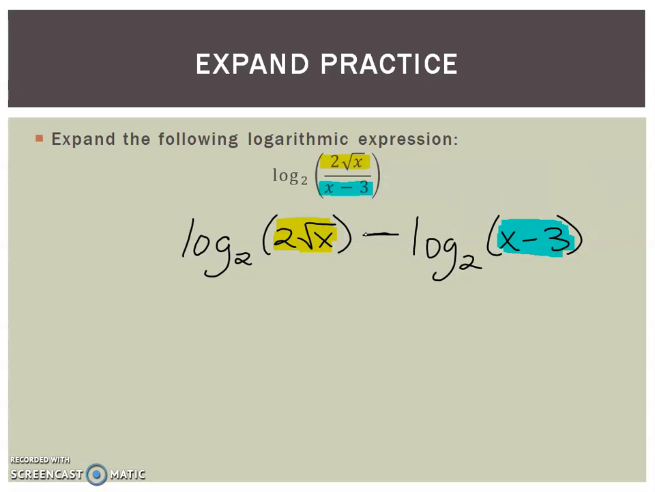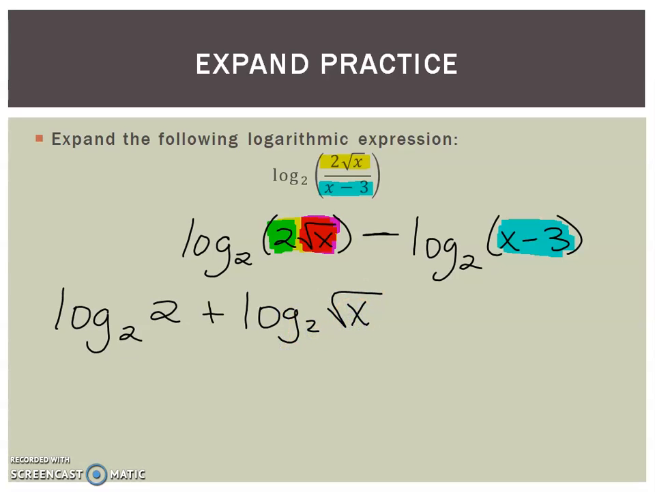So if I'm looking for multiplication now, I've got a 2 here, and that 2 is being multiplied times a square root of x. So those 2 could now be split up. And since they're multiplied together, we should be splitting them up with addition. So I've got a log base 2 of 2 plus a log base 2 of square root of x. So my 2 and my square root of x split up, and they split up with an addition sign because they were being multiplied together.